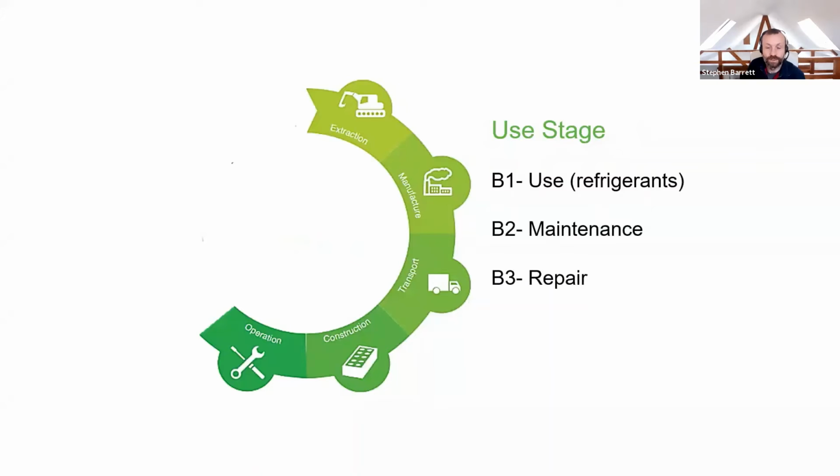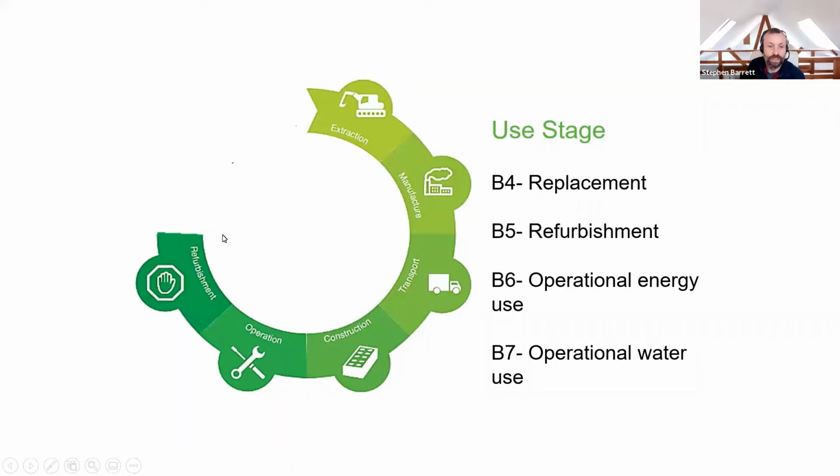Of course, that's not the end of a life cycle. We have use, maintenance, and repair. B1 use, if you are using refrigerants in the building, this can be very significant. There's not a great deal of research into this, and it is something that needs looking into further. Maintenance and repair are both pretty insignificant in the general scheme of things.